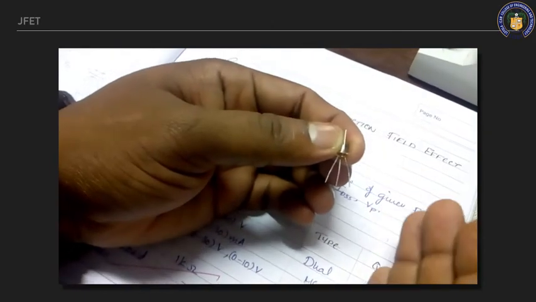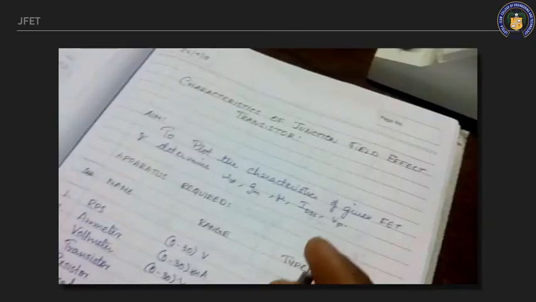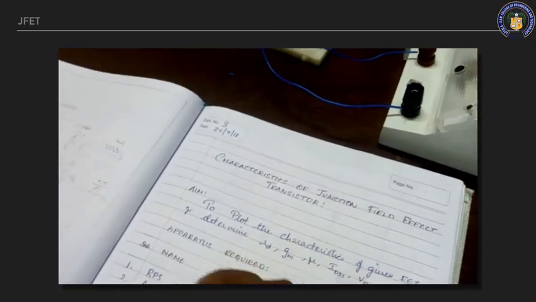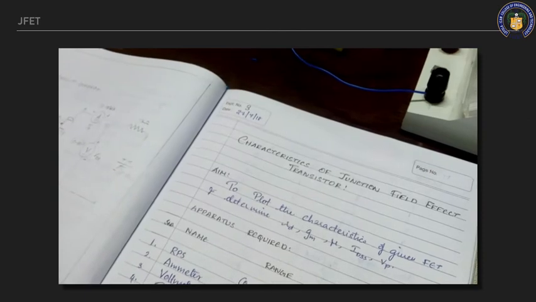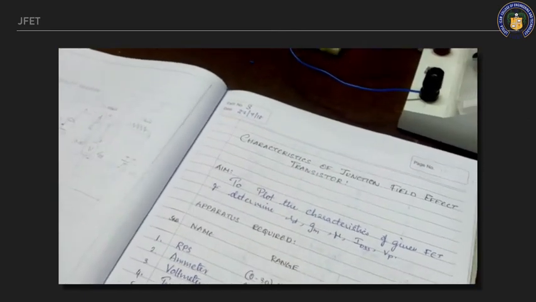The field effect transistor is a three terminal device. From right to left, the first pin is source, second pin is drain, third pin is gate. There are two characteristics of the field effect transistor. One is drain characteristics, another one is transfer characteristics.